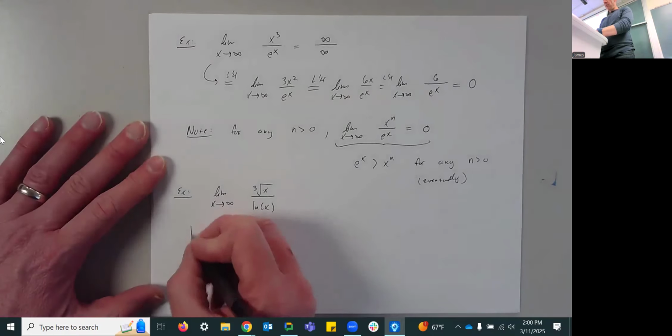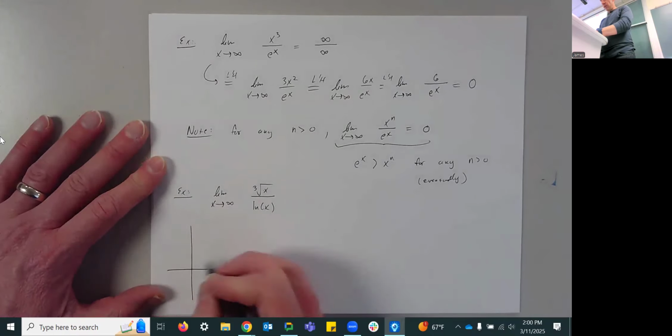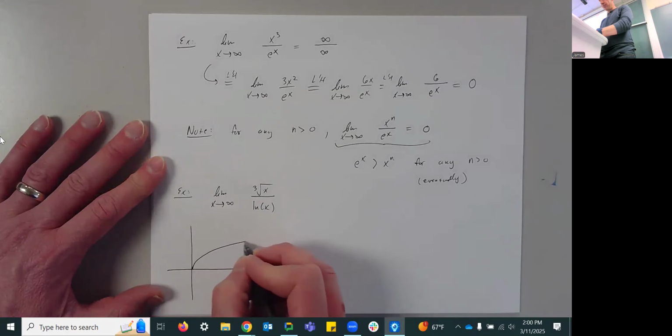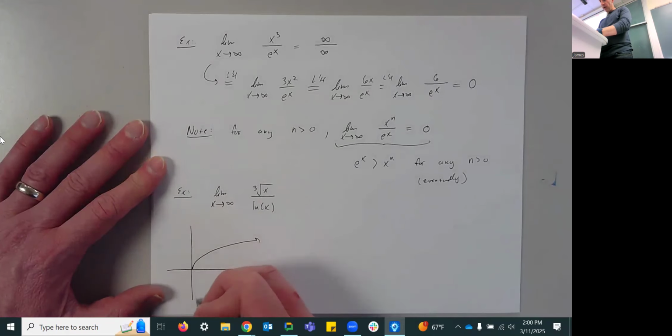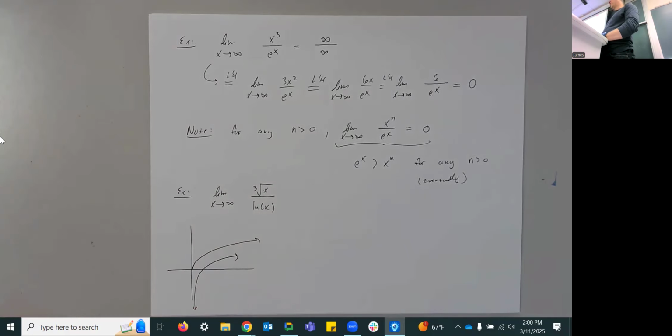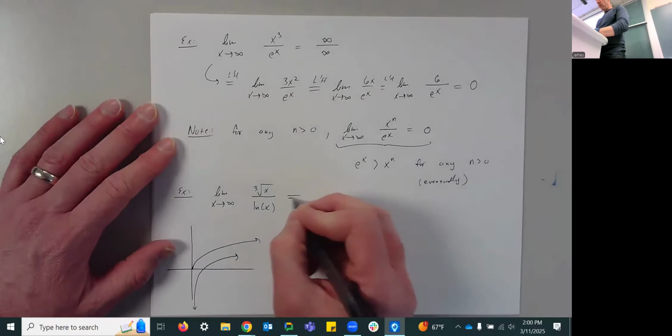So both the cube root of x and the natural log of x both keep getting larger and larger. So they do get infinitely large, just very slowly. Okay, so we can throw L'Hopital's rule at it.